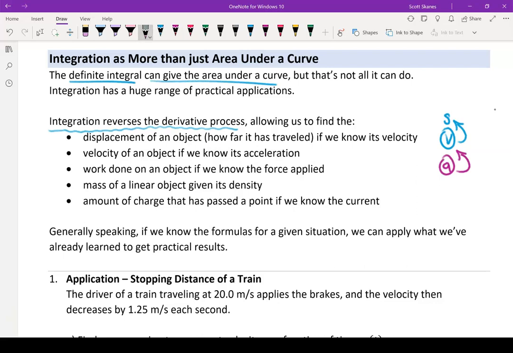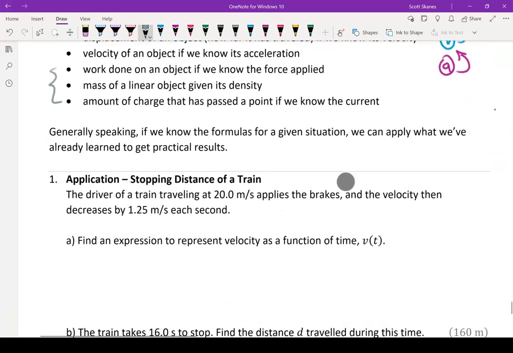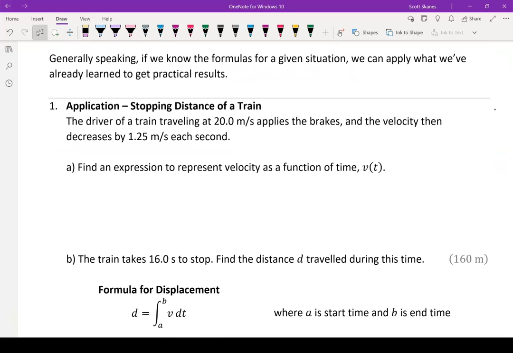And some new ones that I've added here: the work done on an object if we know the force applied, the mass of a linear object given its density, and even the amount of charge that is passed a point if we know the current. I'll just give you the formulas in these next 2 pages, and you can see yourself that these formulas do work. Okay? So generally speaking, if we know the formulas for a given situation, we can apply what we've already learned to get practical results. So let's just start with question 1. We'll do the other 2 questions on the next page.